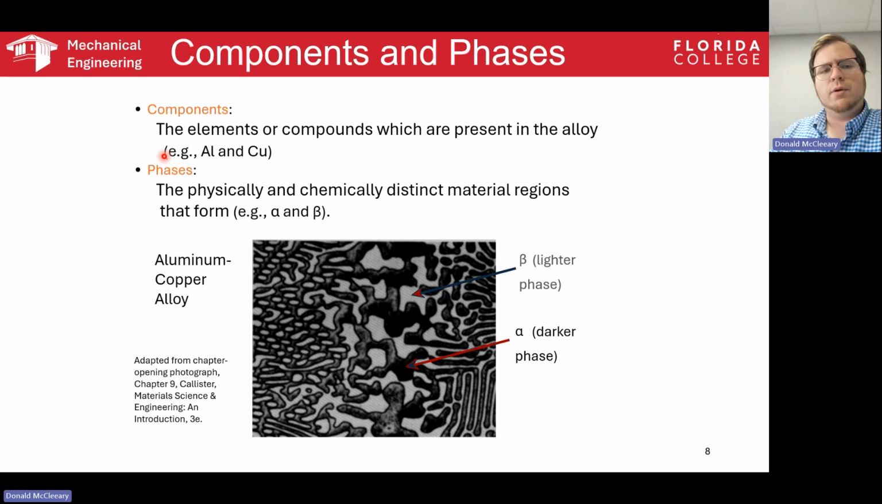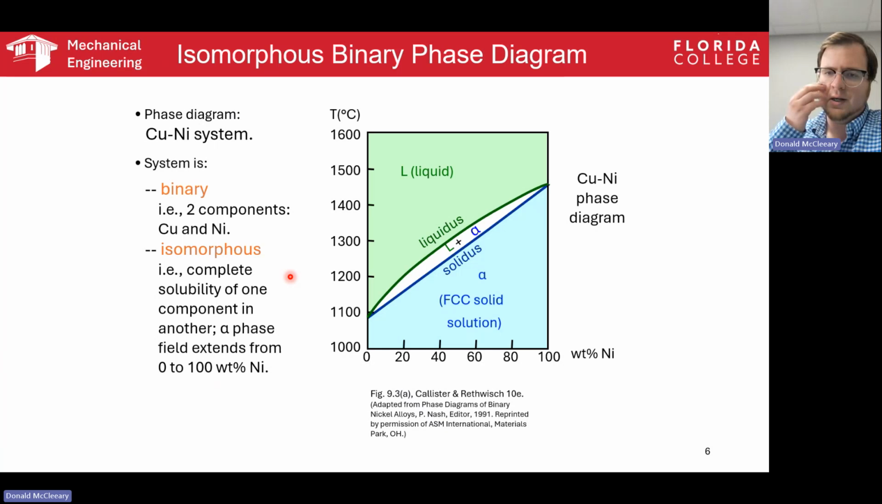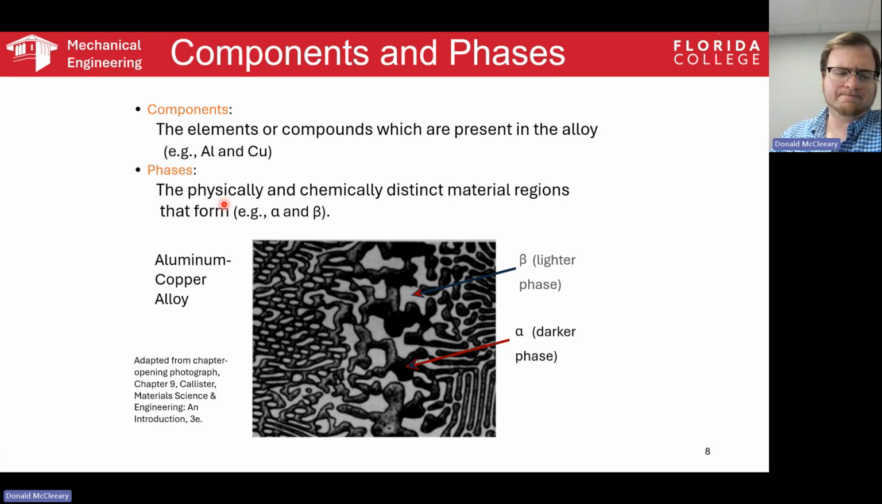Okay, so you have components and phases. The elements or compounds which are present in the alloy are the components. So that would be, for example, aluminum and copper. Of course, we've been talking about copper and nickel all this time. This one is a copper nickel system. So those are your components present.